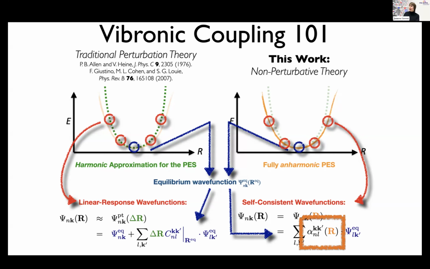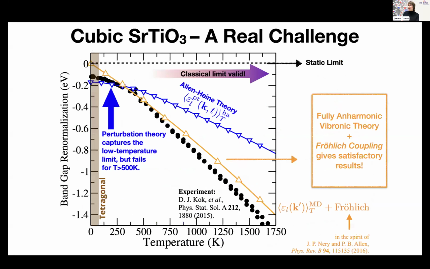Last question in the Q&A at the moment is, I noticed a large discrepancy of the band gap renormalization between AHC theory and your method. Is there any general idea in what situation a large discrepancy like this could happen?